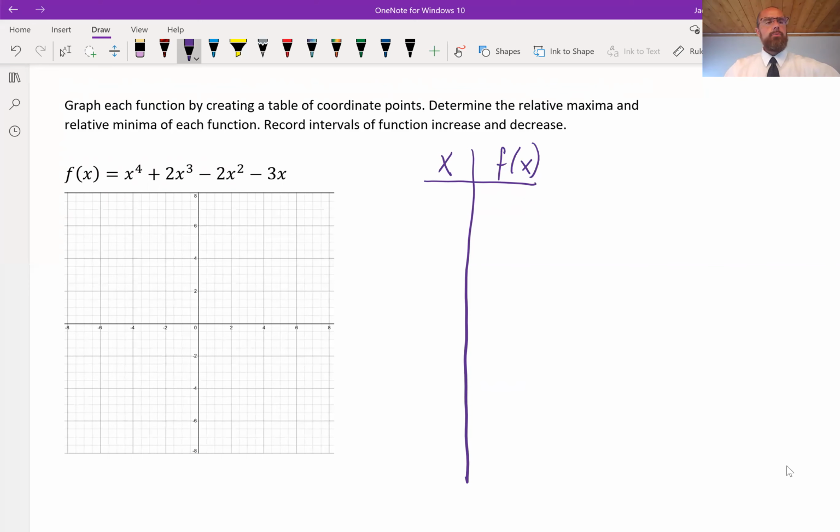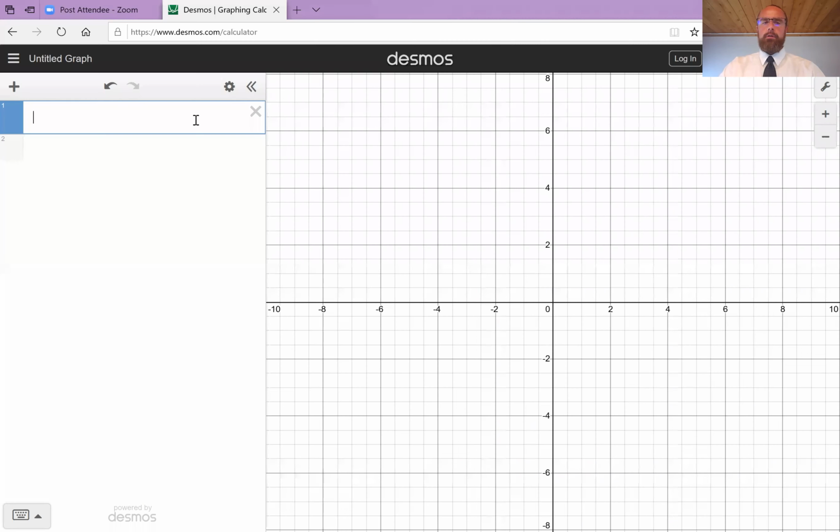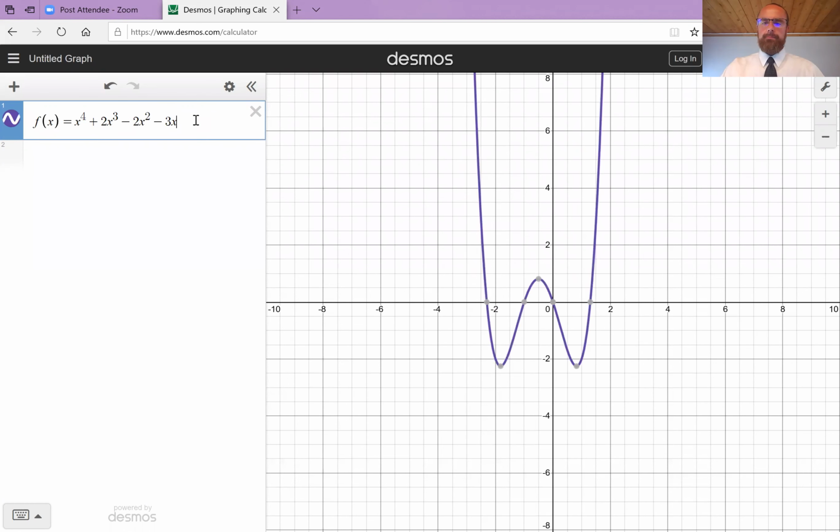Now the previous function we evaluated manually because it was a simple enough polynomial. This polynomial has 4 terms. So I am going to head over to the calculator to utilize that efficient tool. So as we pull up Desmos, I'm going to clear out that first function. And we'll type in f of x equals x to the power of 4 plus 2x cubed minus 2x squared minus 3x. And that gives us this kind of a U-shaped function with a dimple in the middle.